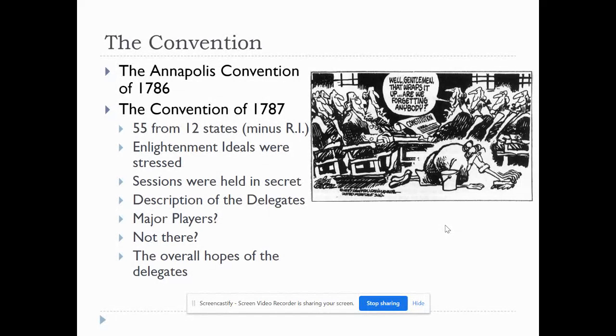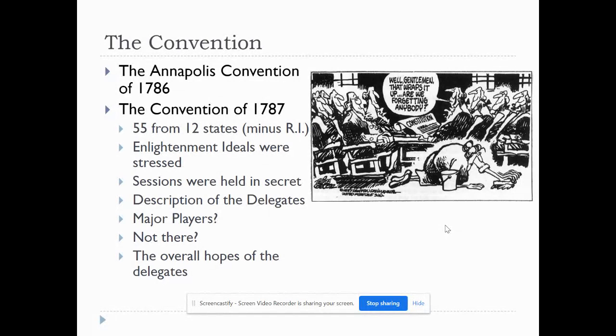The Enlightenment ideals were stressed. It's not surprising that they used the Massachusetts Constitution as a guideline. So it's not a surprise that John Adams and his document are going to be utilized as a template, if you will. Sessions were held in secret. The only reason we know what was happening during those sessions is James Madison from Virginia decides to take some detailed notes. The description of the delegates is quite simple.